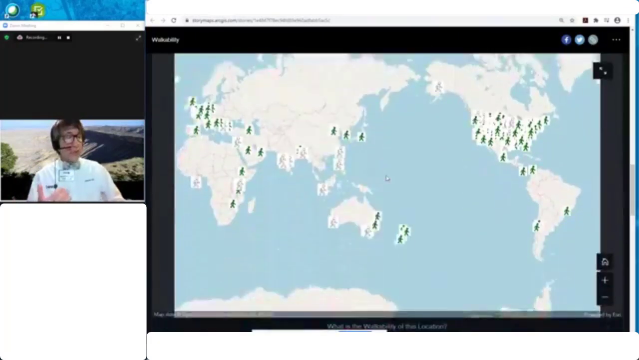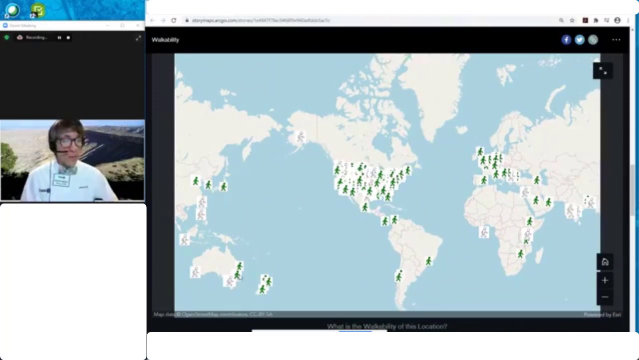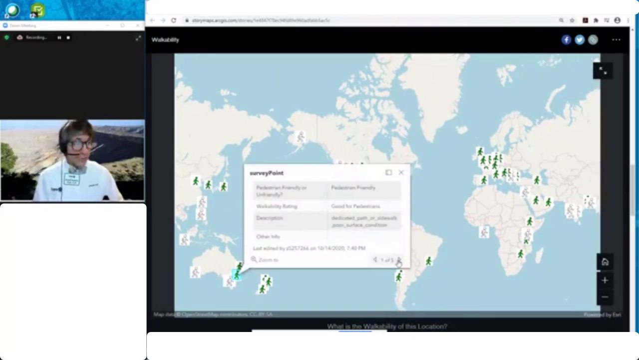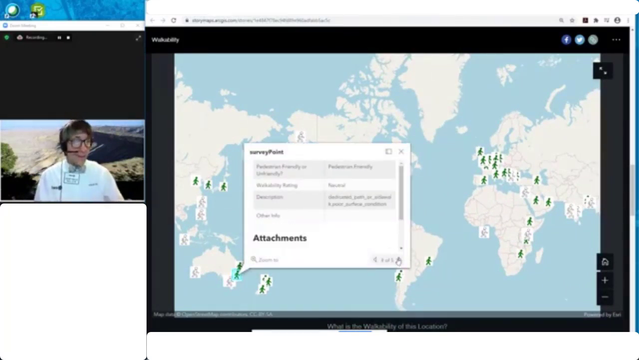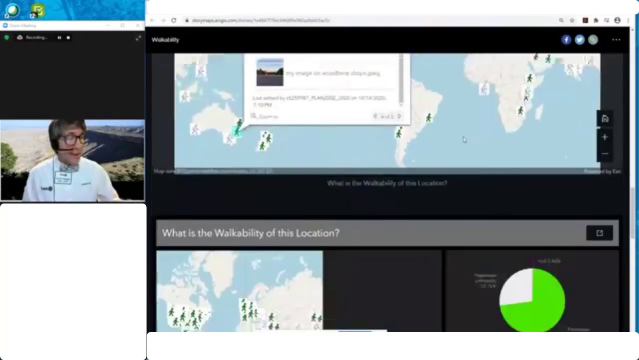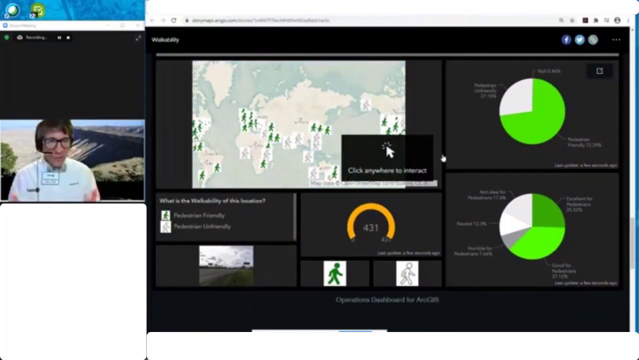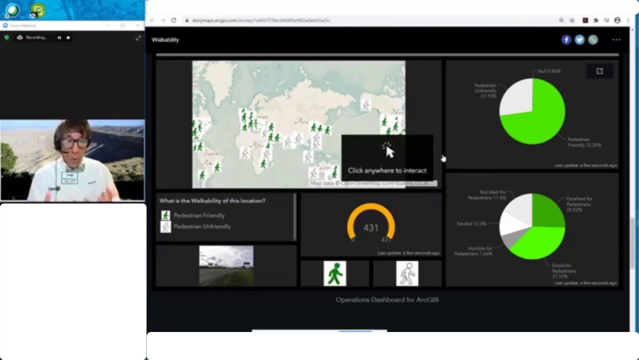So the result is on my live interactive web map in ArcGIS Online, where I've got the walkability of different neighborhoods, along with the photographs that I and others have submitted to that survey. Below that is a dashboard, and this is the same technology that the JHU coronavirus dashboard was created with. Mine is a lot simpler. It's just getting data from my one survey that I've crowdsourced, so you can actually take my survey.